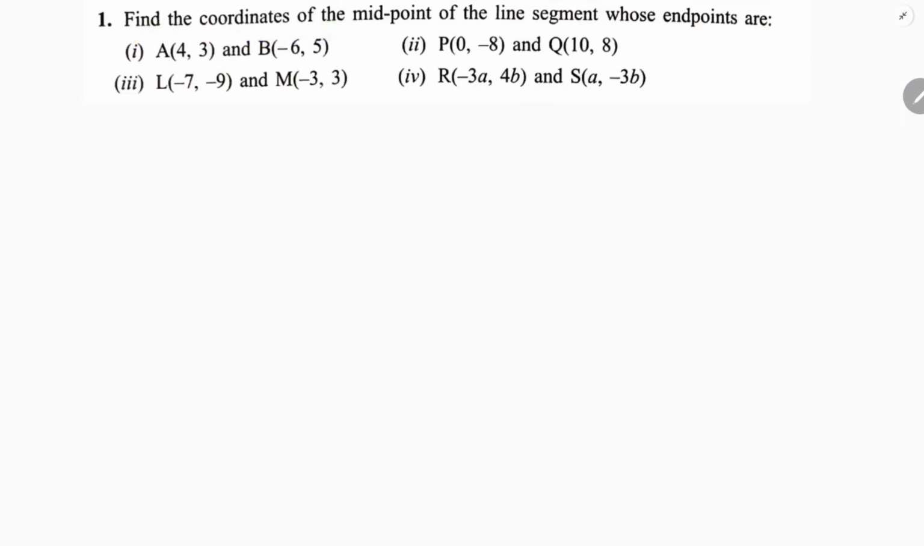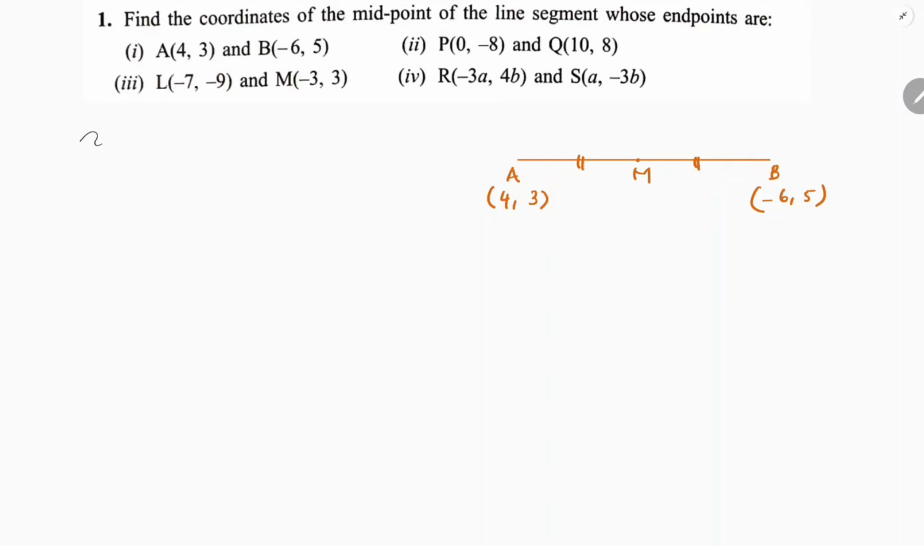Find the coordinates of the midpoint of the line segment whose endpoints are given. Here there are like 4 questions, and if we see the first question, whose endpoints are given, A is 4 comma 3, B is minus 6 comma 5. We need to find the midpoint. Here I'll mark it as M, exactly the middle.